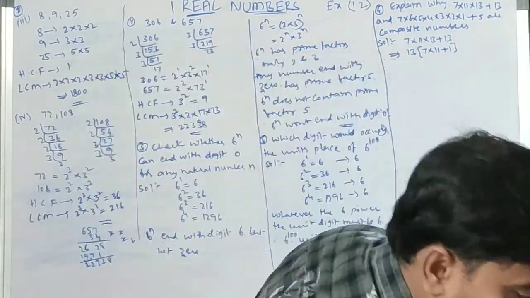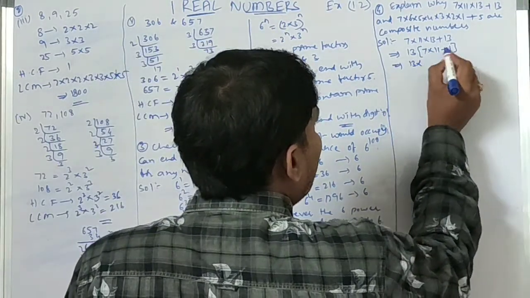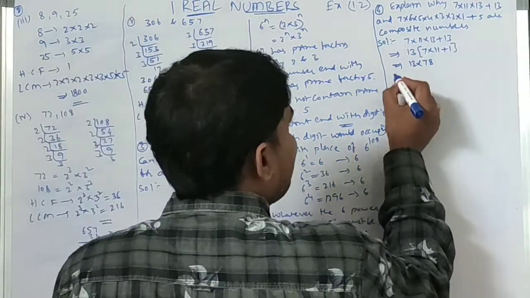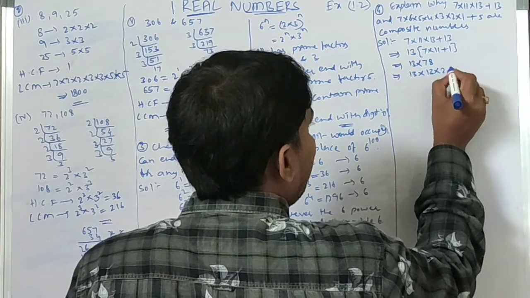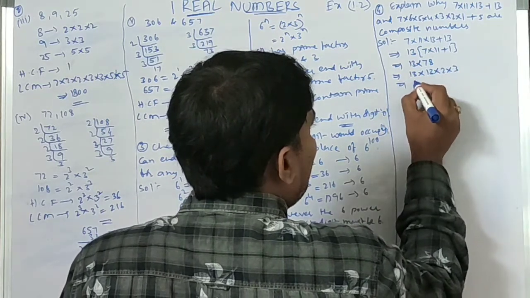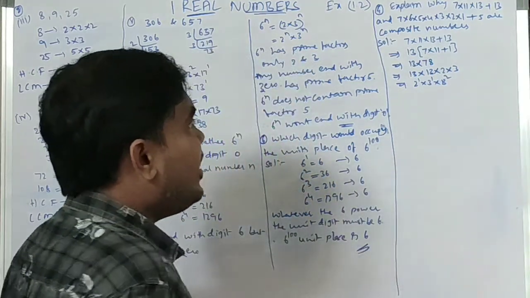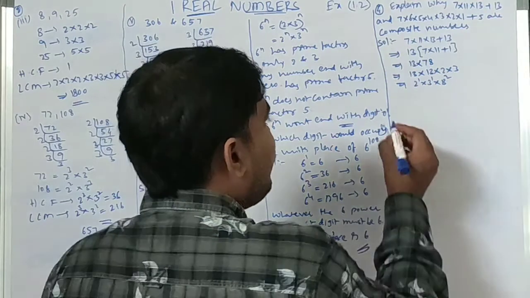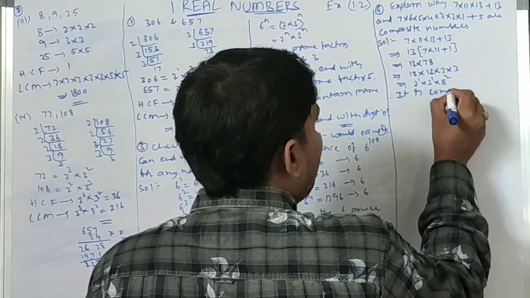So in other words, 13 into 78. I want to do prime factorization of 78: 13 into 6, 2 into 3, equal to 2 power 1, 3 power 1, 13 power 1. We can write it in the prime factorization in a unique way. So therefore it is a composite number.